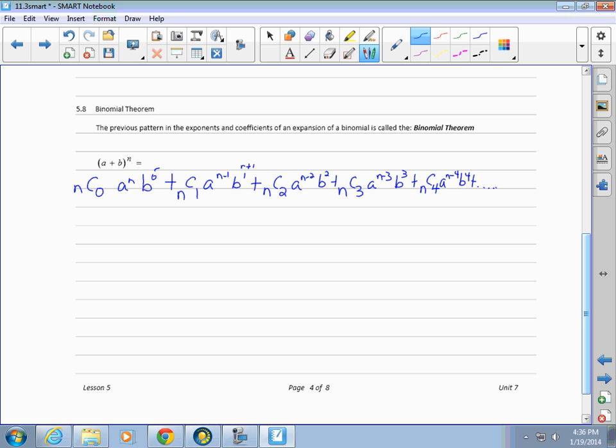then I'll go all the way down to the end. It's going to be n choose, that should be plus, n minus 1. So it's almost the last term, a to the 1, b to the n minus 1. So that's where that helps you remember that that needs to match. And then finally nCn, a to the 0, and b to the n.